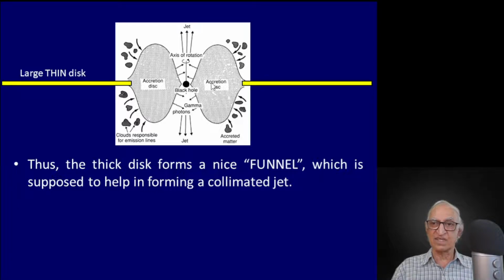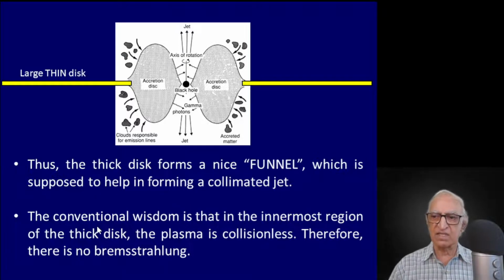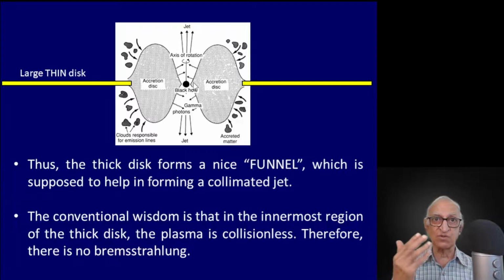Remember, this disk is puffed up to a dimension which is enormous compared to the size of the black hole. So that helps in presumably collimating the jet. The conventional wisdom is that in the innermost region of the thick disk, the plasma is collisionless. In this region, the plasma is collisionless, and therefore there is no Bremsstrahlung. In order for Bremsstrahlung radiation to occur, there must be Coulomb collisions between electrons and ions. And theoretical physicists tell us, based on their modeling, that the innermost region of the accretion disk will be rather quiet as far as radiation is concerned.